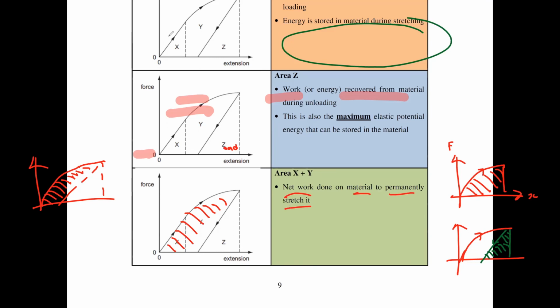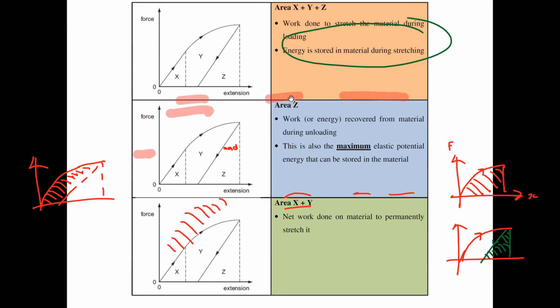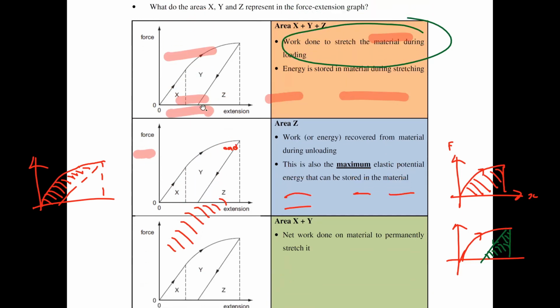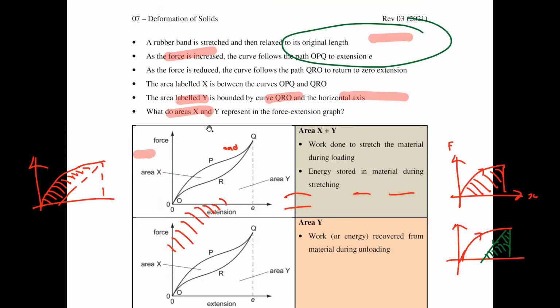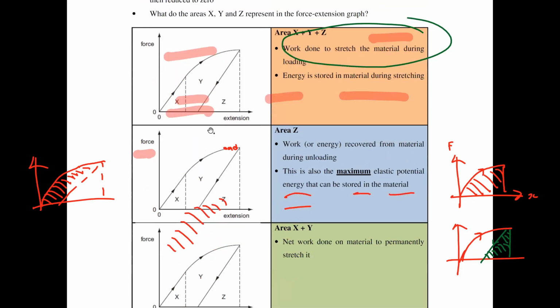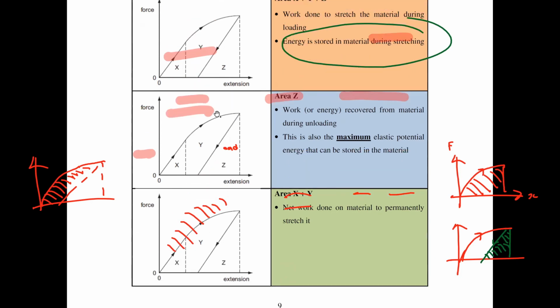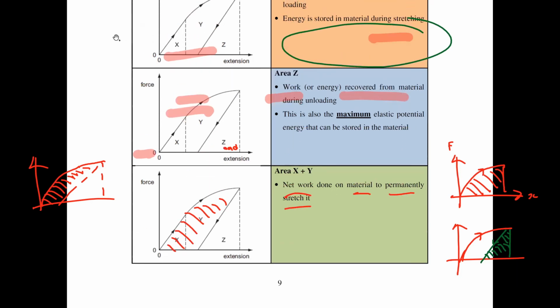You notice that the question already told you that you have exceeded your elastic limit. You stretch your material beyond your elastic limit, and then after that you remove your force. You will understand that from there, if you remove your force, you're going to have some sort of permanent extension. So what's happening here is that you see this portion here.